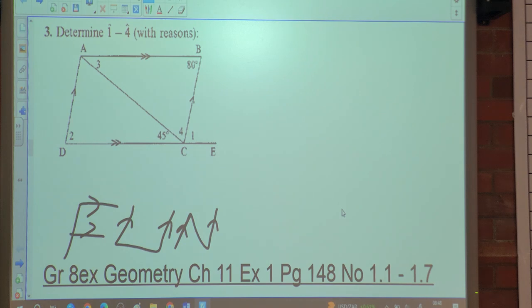Right, where do we start here? Determine 1 to 4 with reason.